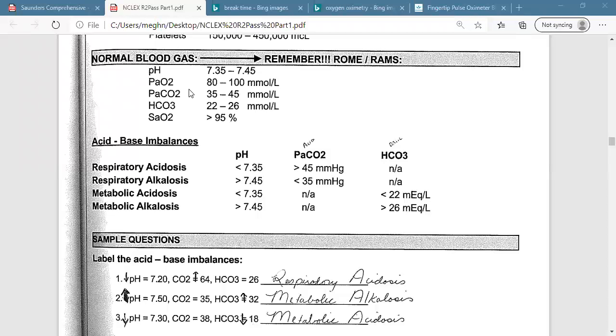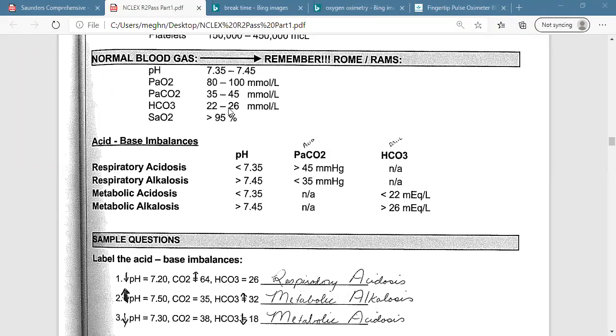So what do we have to know from here? Carbon dioxide is the marker for respiratory problem. The second point: the normal range of carbon dioxide is 35 to 45. Bicarbonate ion is a marker for metabolic problem. The normal range of bicarbonate ion is 22 to 26.